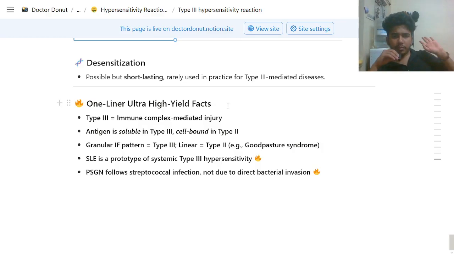Type 3 is where you have immune complex mediated injury. The antigen is soluble in type 3, whereas in type 2 it's cell bound. A granular immunofluorescence pattern is from type 3, while linear is from type 2. Important point. You're now exam ready. SLE is a prototype of systemic type 3 hypersensitivity. PSGN follows streptococcal infection and is not due to direct bacterial invasion.